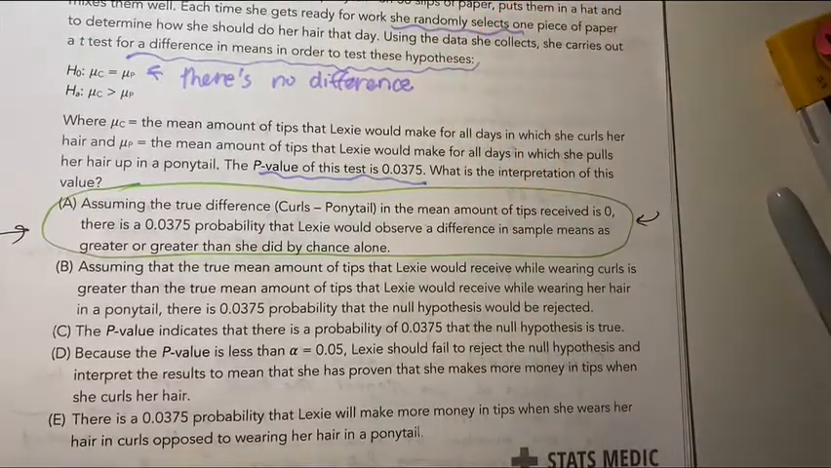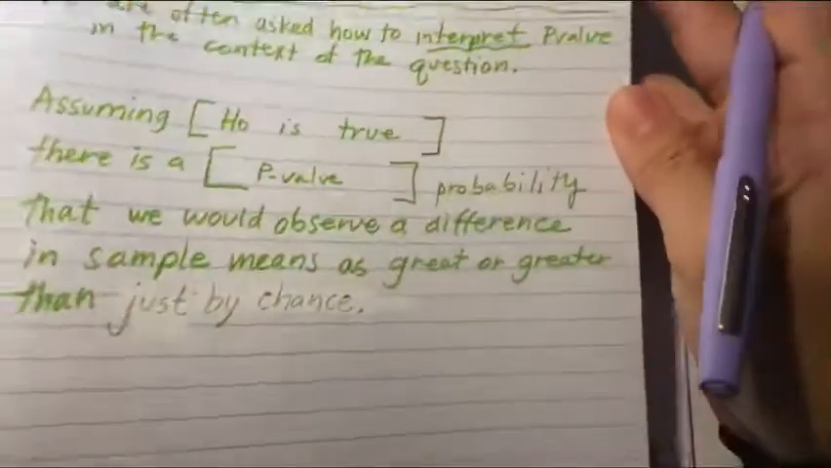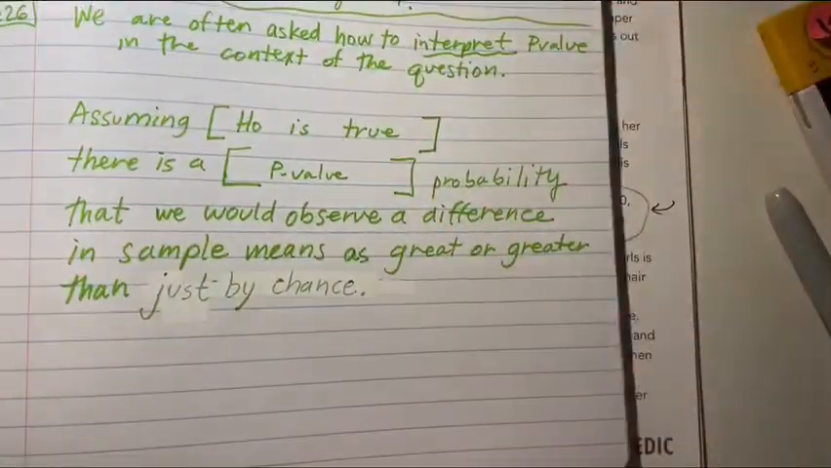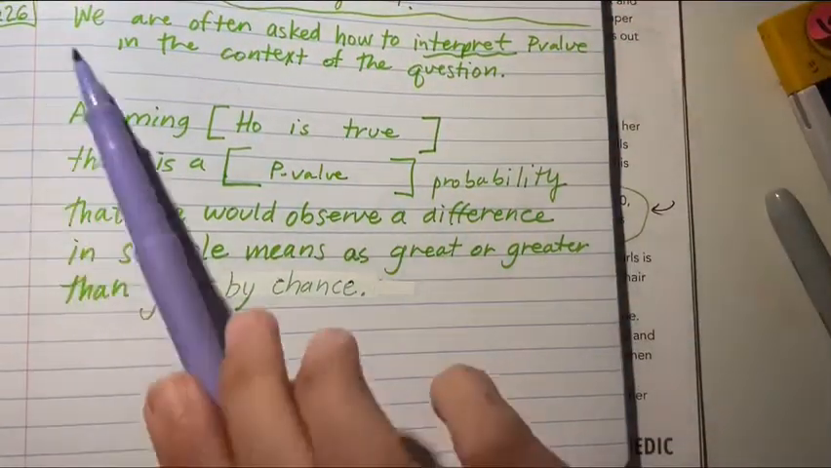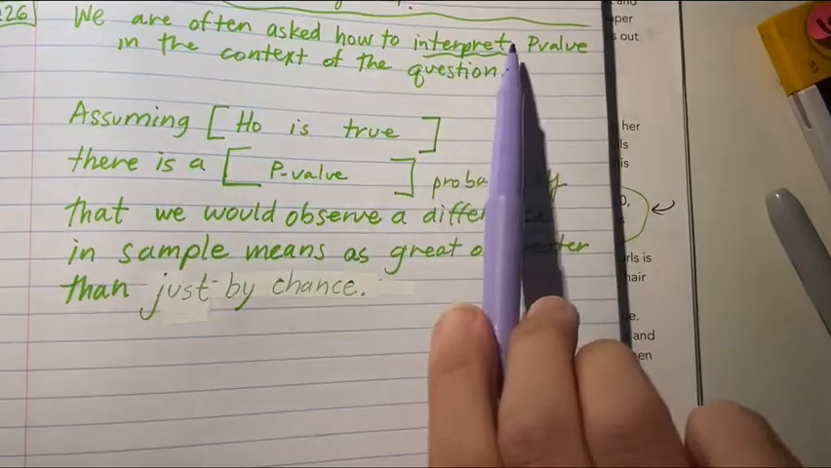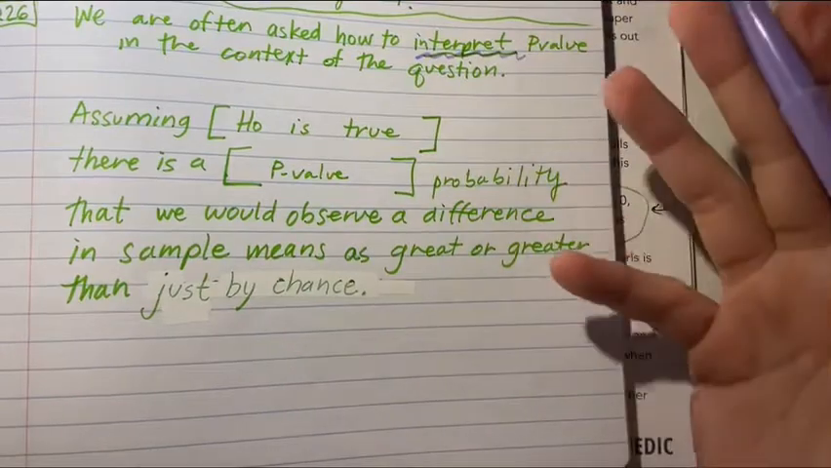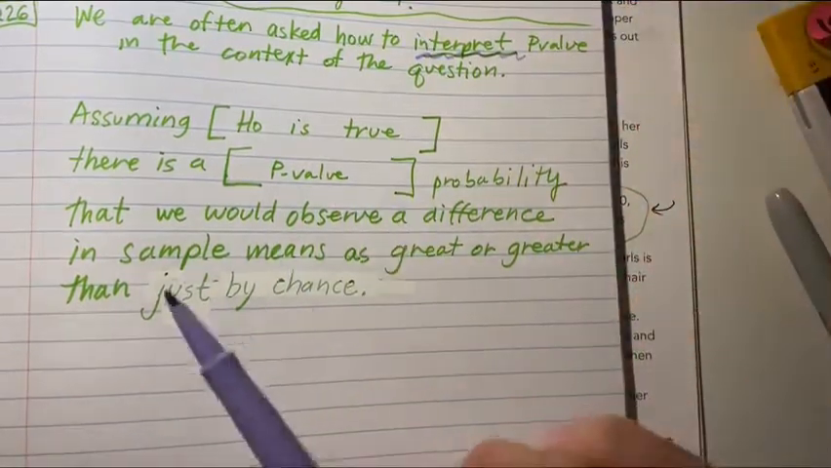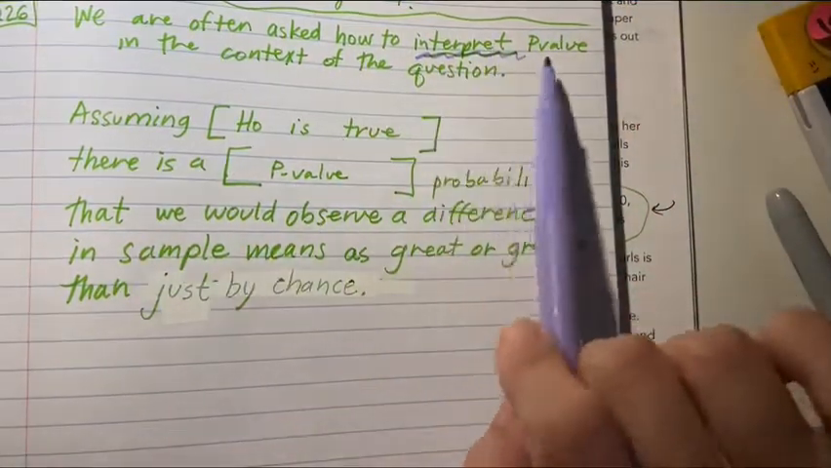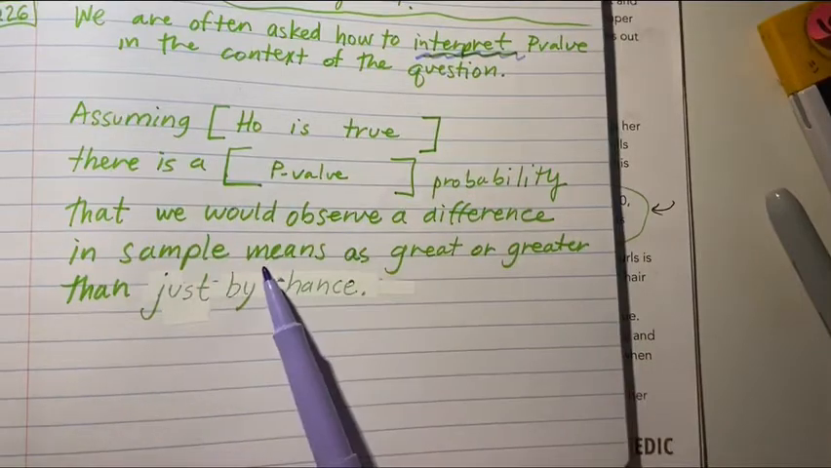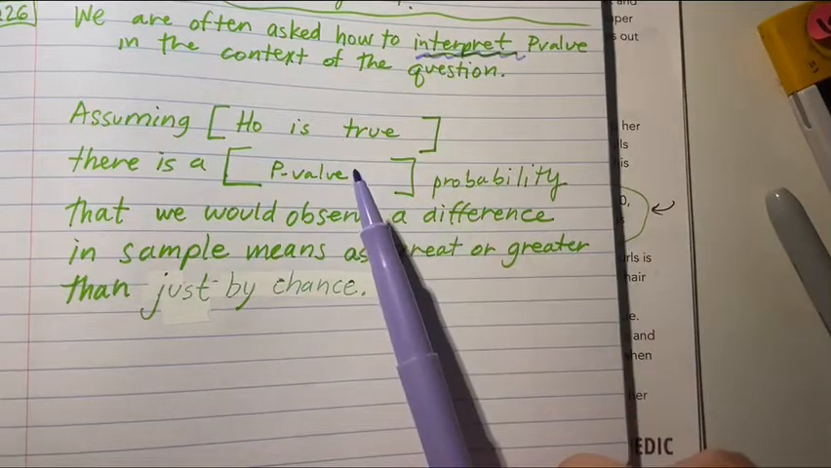Okay, so how can I keep from missing this question? And what would it look like on my test? Because it's going to be a different context. We're often asked how to interpret. So this word interpret means you're not supposed to do H sub O, H sub A, right? They're asking for this script, not the fail to reject the null thing.